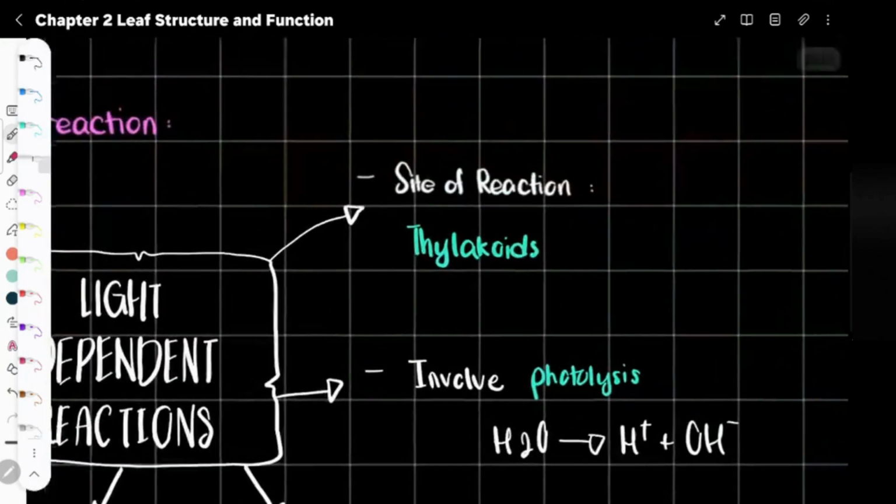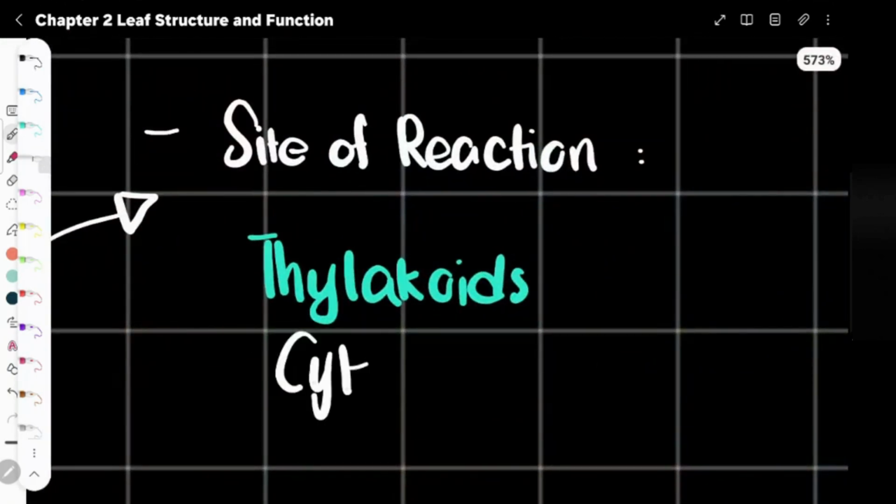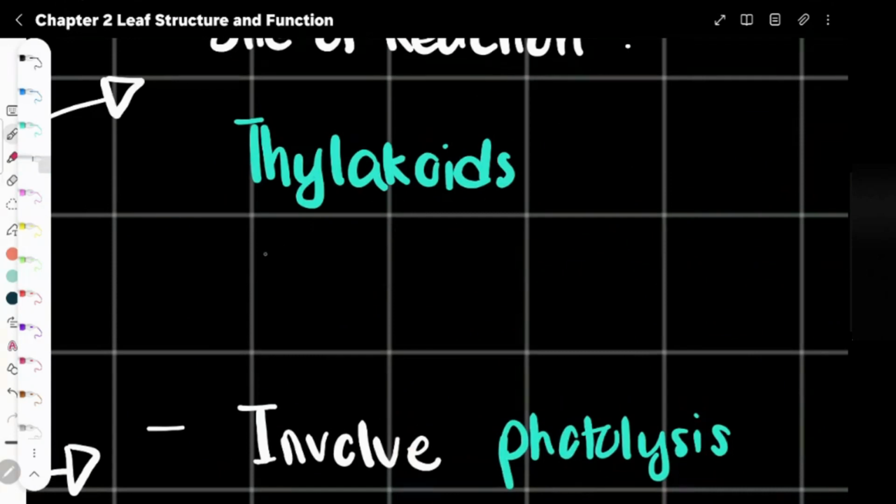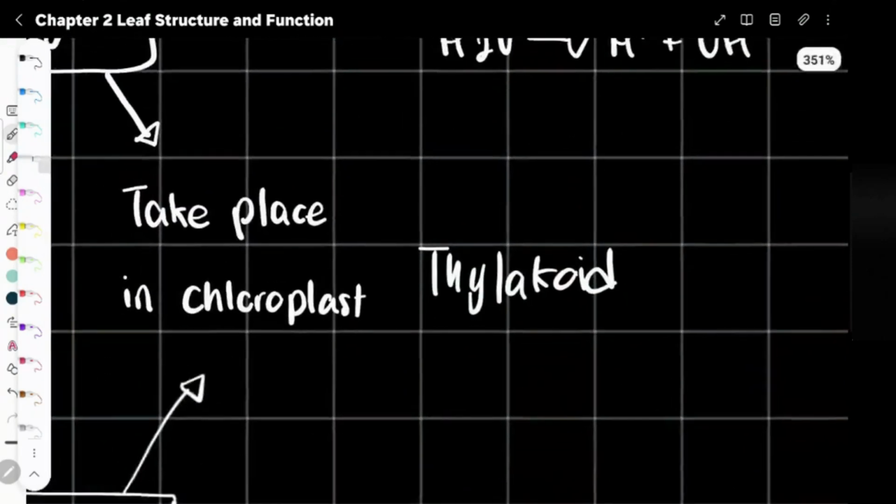See, that's why I said this is the same thing as cytoplasm. If you remember, cytoplasm is the site of reaction as well in the animal cell. So you can think of, sorry, not this one, I mean the stroma, for the stroma one, right?